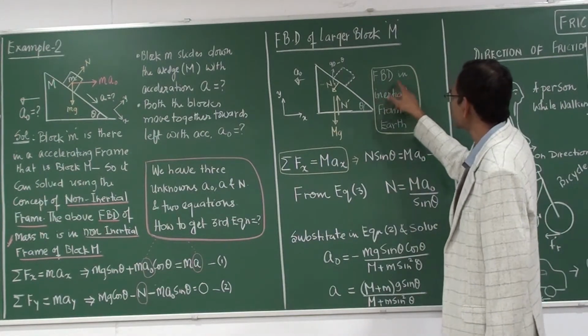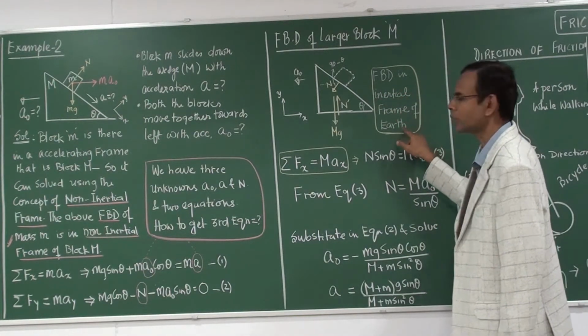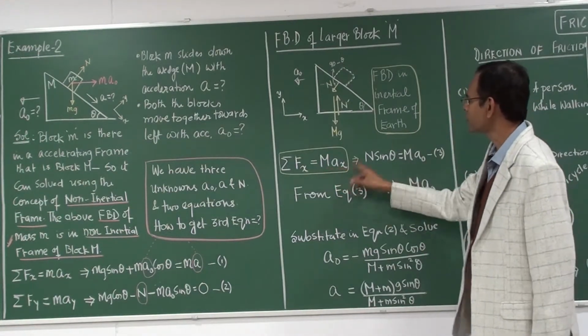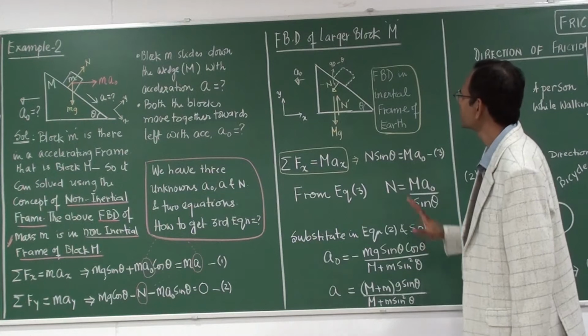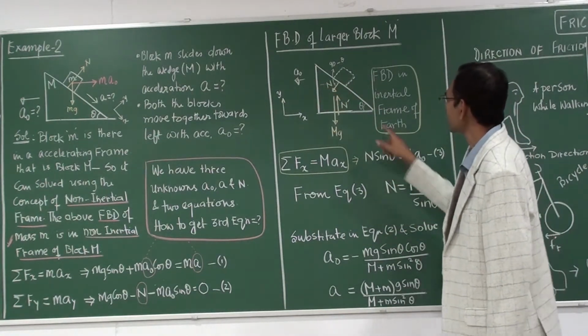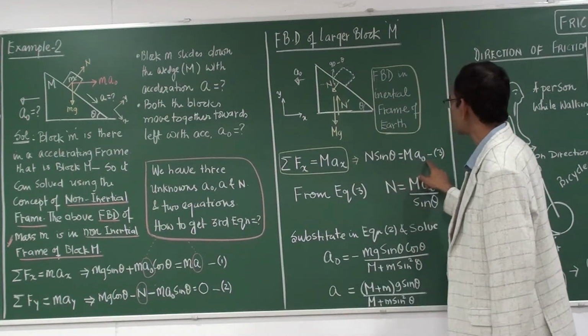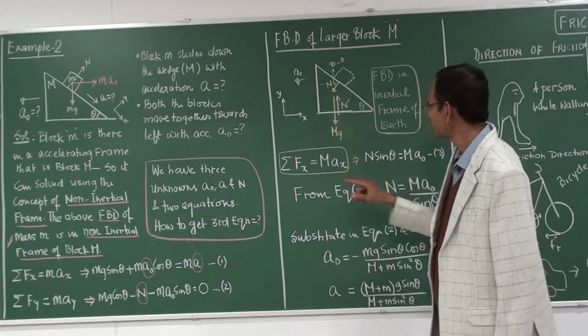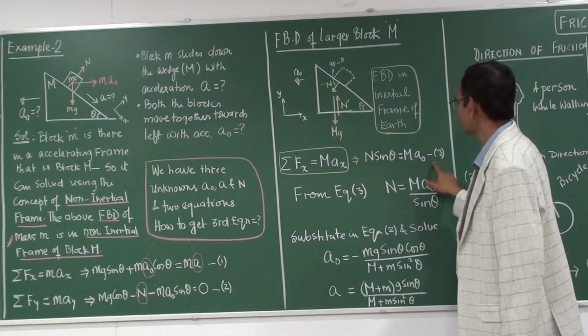So this is the FBD in the inertial frame of Earth. Okay. Now, sigma Fx is equal to max. That is, N sin theta is equal to, that is the only force in the x direction, is equal to m a0.